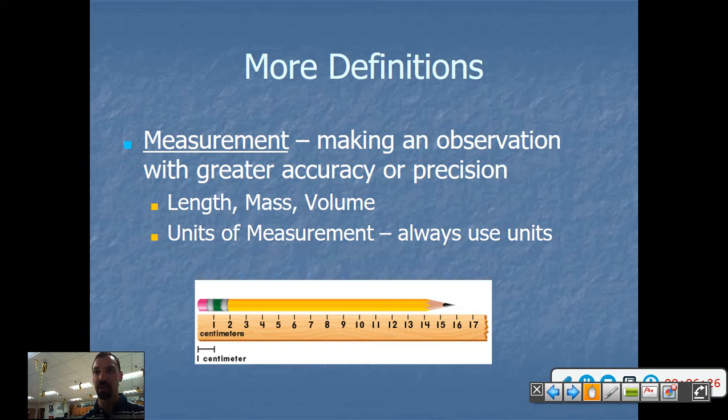Mass could be in grams or kilograms. Volume will be in milliliters or centimeters cubed, as an example. Units of measurement will always be used with these numbers, these measurements.